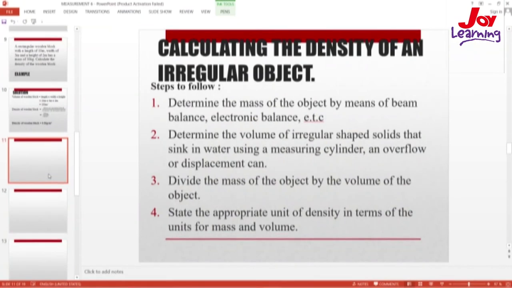Then we record the initial volume of water in the measuring cylinder. And after that, we drop our object into the cylinder gently. And then we record the second volume or the final volume, after which we subtract the initial volume from the final volume. So when we get the volume of the irregular object, our next step is to divide the mass of the irregular object by the volume of the irregular object, after which we add the correct unit to the value to get our density.